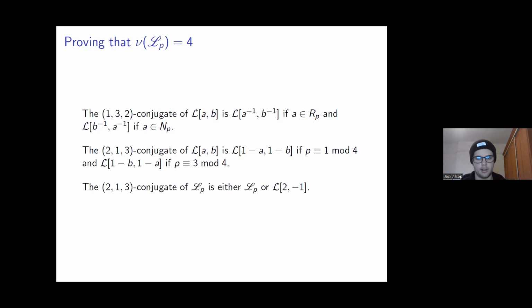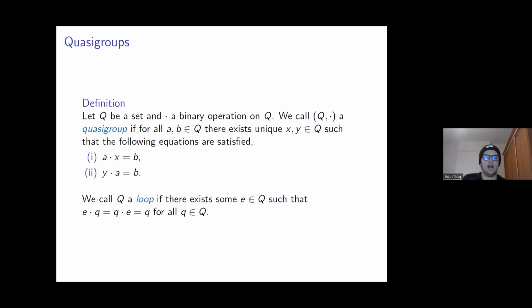Which we said earlier is isomorphic to L minus 1, 2, which is just LP. And because isomorphism preserves the length of row cycles, we know that the 213 conjugate of LP is always Row-Hamiltonian, and hence nu of LP is 4, which was our goal. And now I'll just go through an algebraic application of our results.